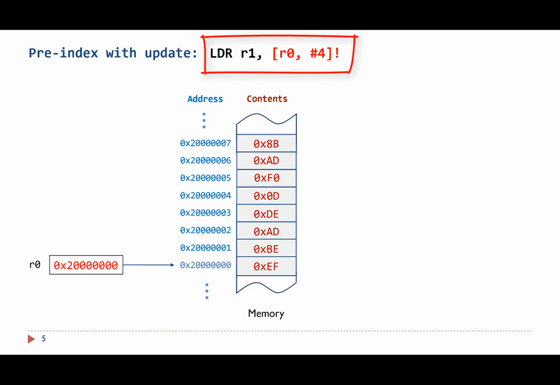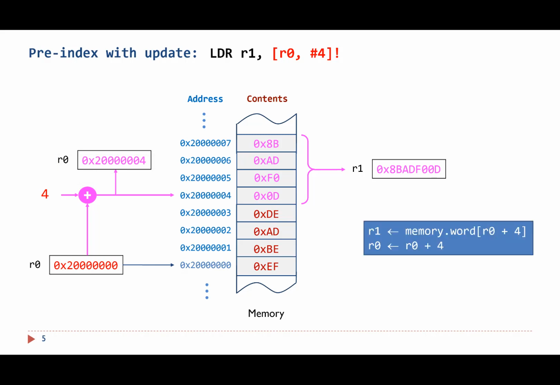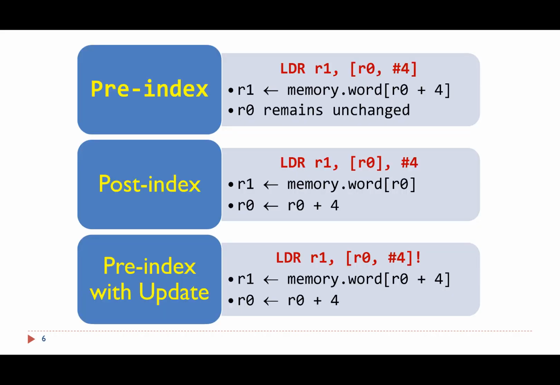This is an example of a pre-index with update. We can recognize this mode by the exclamation mark at the end of this instruction. It's very similar to pre-index. The only difference is that the base register R0 is incremented by 4 in this addressing mode. This is a summary of the pre-index with update.